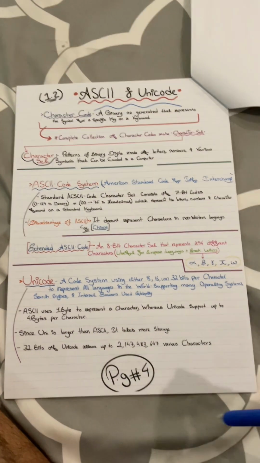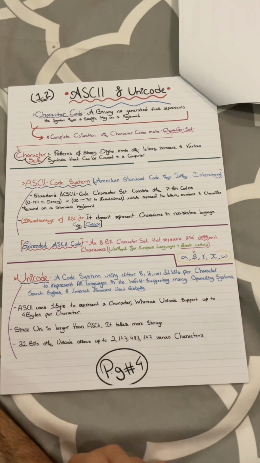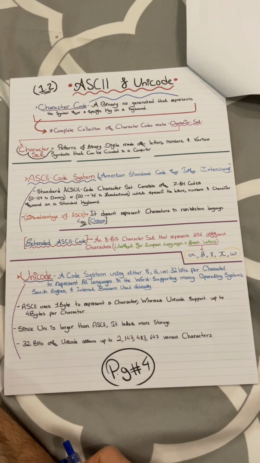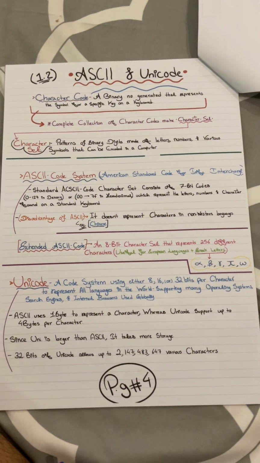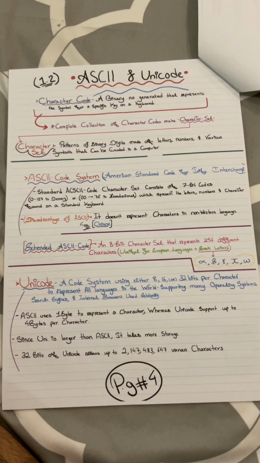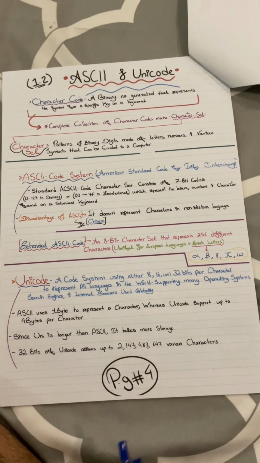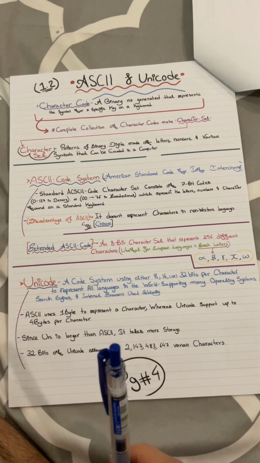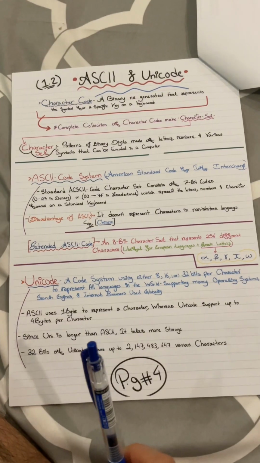Now we will be starting lesson 1.2 in chapter 1. So we're going to start off by defining what is the ASCII code and the Unicode. So before we come here, let's understand what is a character code. A character code is a binary number generated that represents a specific symbol for a specific key on the keyboard.